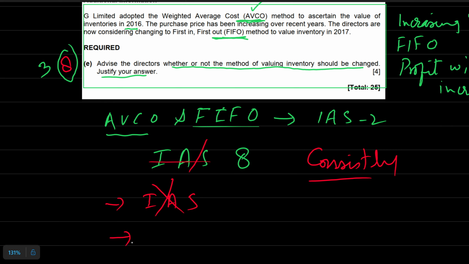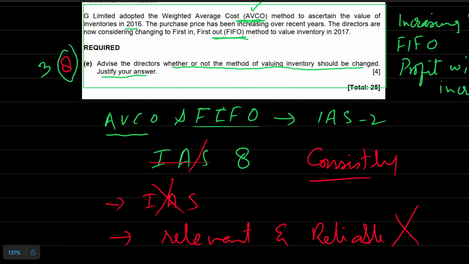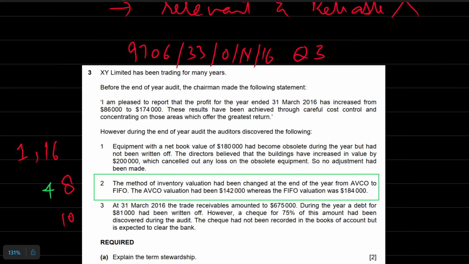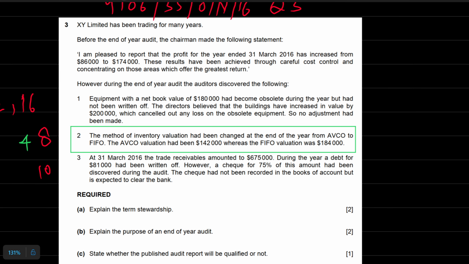Are we changing it for relevant and reliable information? No. So students, we cannot change this accounting policy. We must continue to apply AVCO. Let us move to the next question.